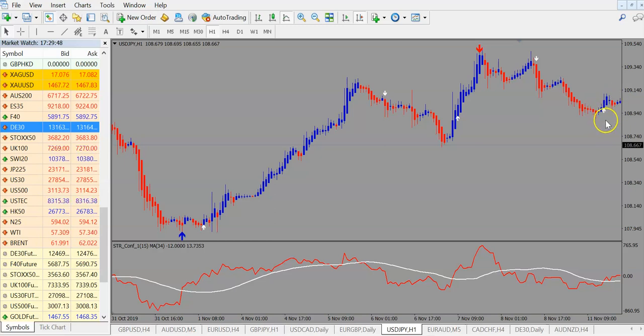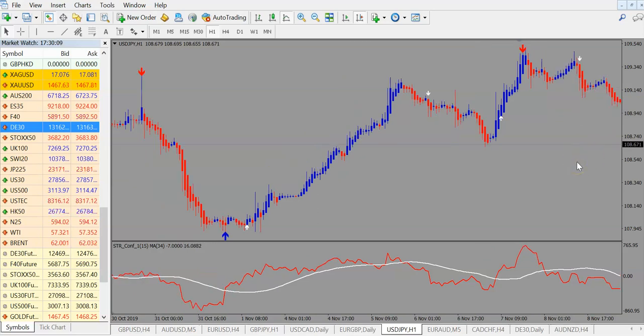Then we get this one. But it is buy. And we have this showing us downtrend. And because of the red arrow, we are taking only sell arrows, so this is not valid. This is valid. Let's go to see.